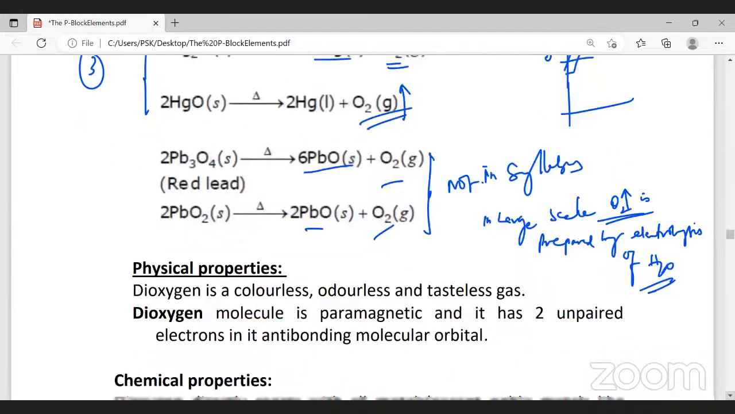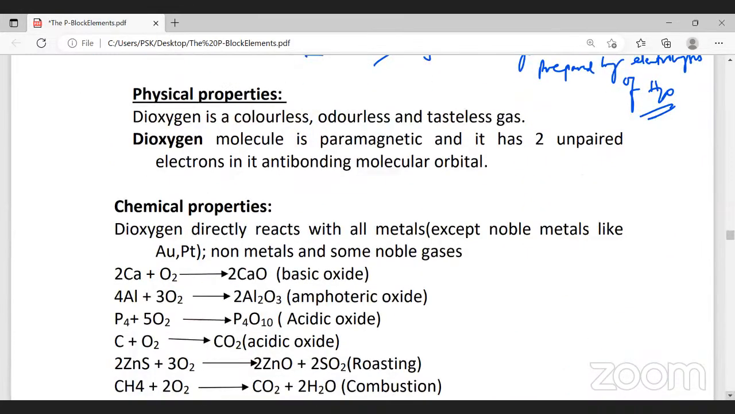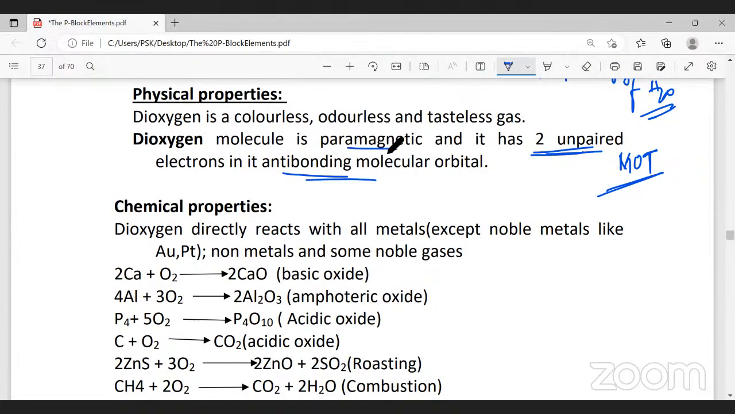Physical properties of oxygen. Oxygen is a colorless, odorless gas. It doesn't taste, and it contains two unpaired electrons. If you remember the molecular orbital theory that we learned in chemical bonding, when you write the molecular orbital diagram, you will understand that oxygen has two unpaired electrons in the anti-bonding molecular orbital. Therefore, it is paramagnetic.